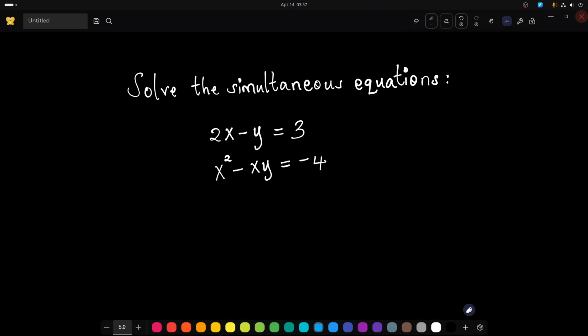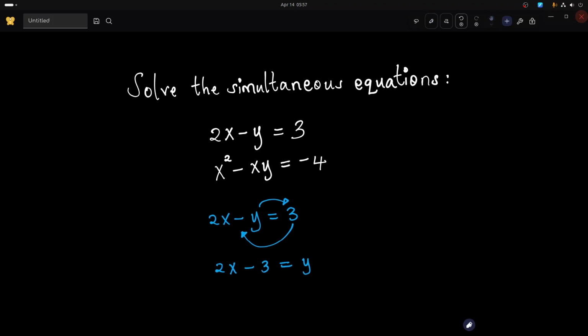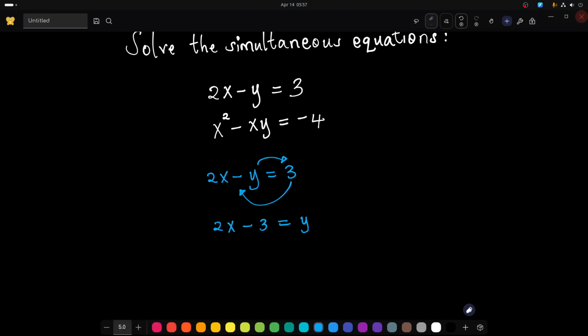Let's take the first equation, which is 2x minus y is equal to 3. Let's take y to the right side and bring 3 to the left. So on the left, we are going to have 2x minus 3 is equal to y. So basically this means that y is equal to 2x minus 3. Then we are going to take the second equation and substitute the value of y with its expression in x.